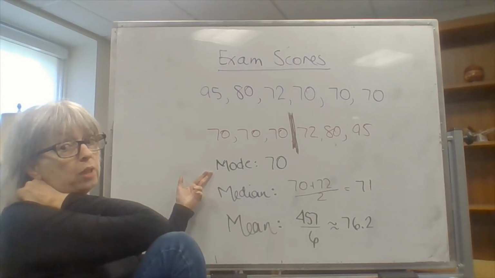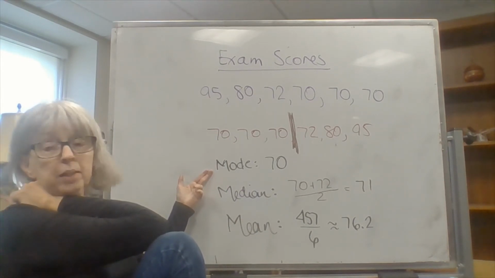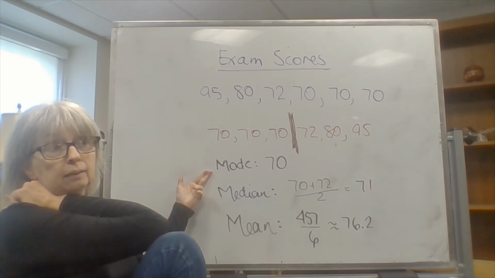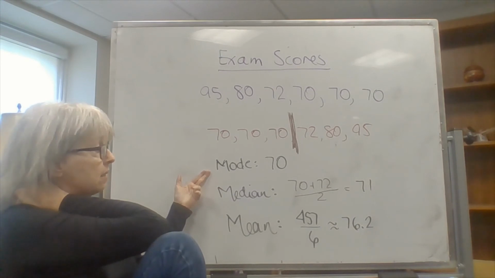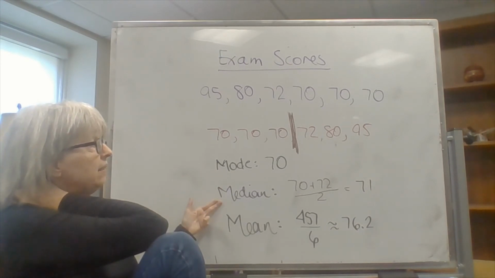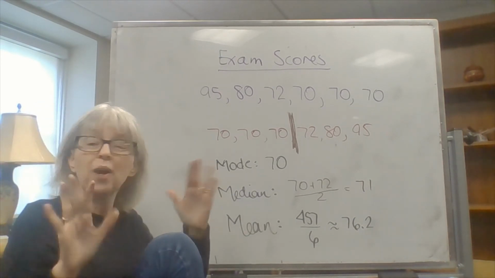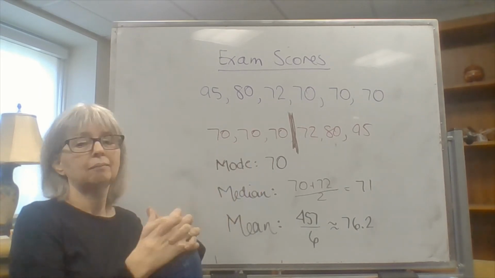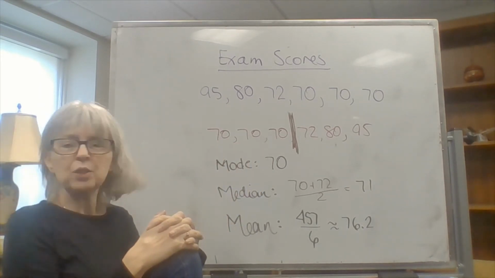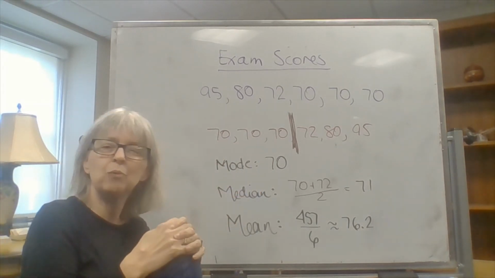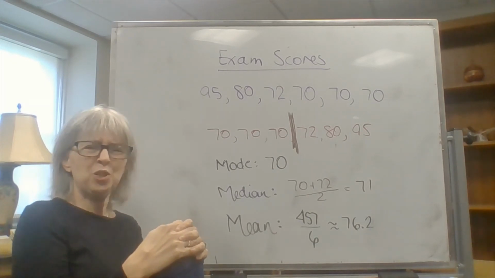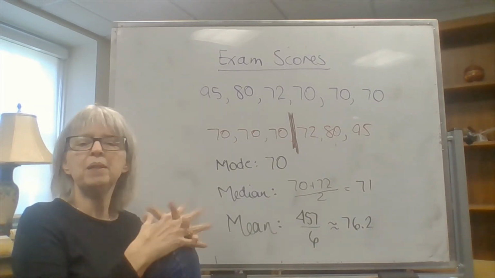The mode is very much like a good chunk of your grades. Half of them were 70s. The median is right dead center of your grades, 71. But you never made a 71. So why would you choose median? Well, because it's in the middle.